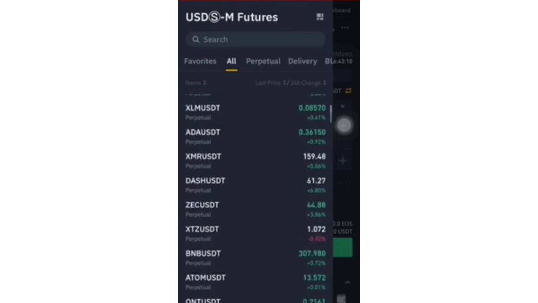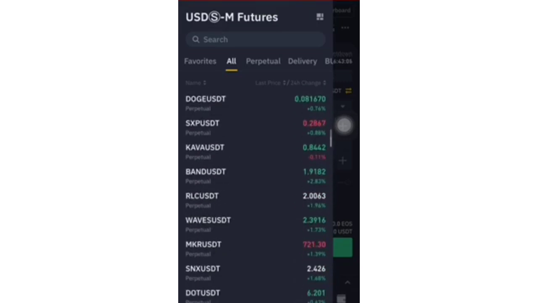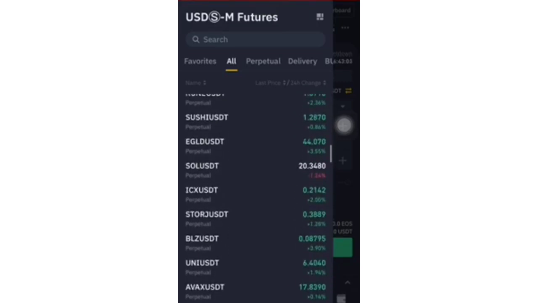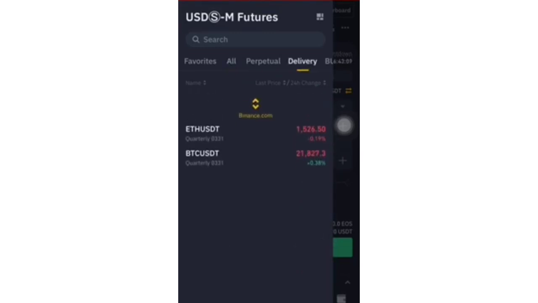But when you see quarterly, I'm looking for quarterly. All of it here is perpetual. I haven't seen quarterly, but let me just go to delivery. So in this place, this is what you see. These are all the current pairs for quarterly. So this quarterly that you're seeing, Ethereum USDT right now, you're going to see the number 0331.